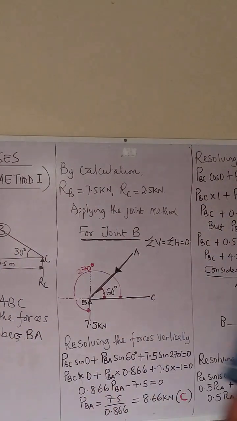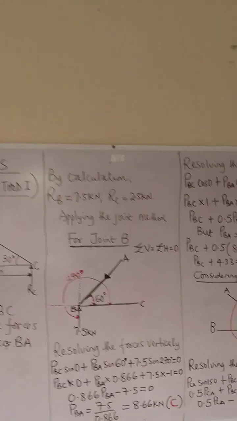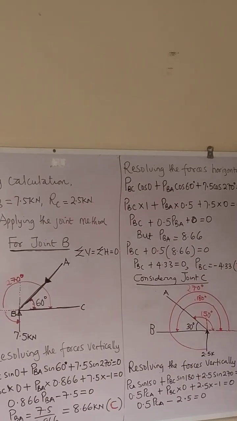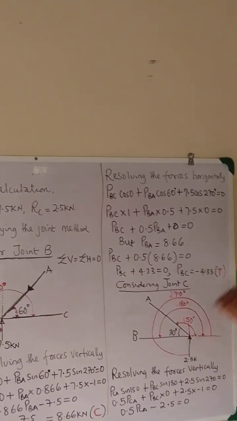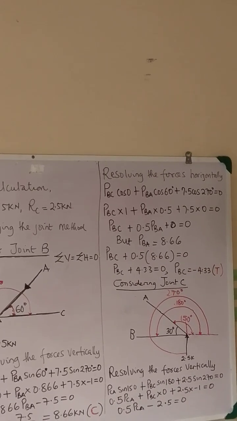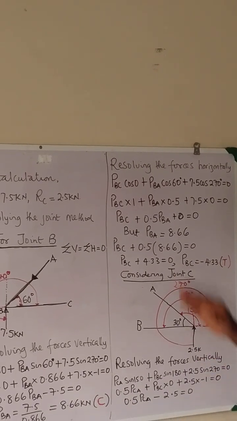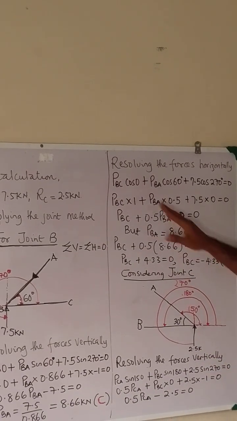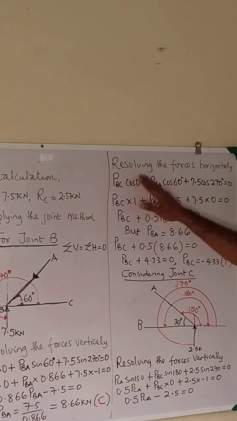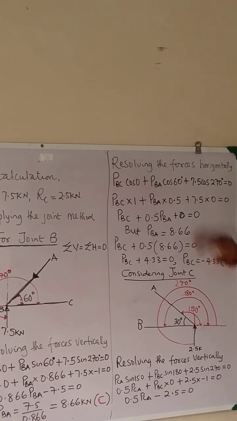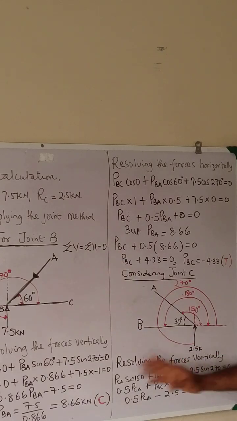Now, when we are done with that, we can now resolve horizontally using the same diagram, because for each diagram you resolve vertically and horizontally until you've exhausted the forces in all the members. So the same thing goes for the horizontal component. In horizontal, we are using cos. Every other thing remains the same.